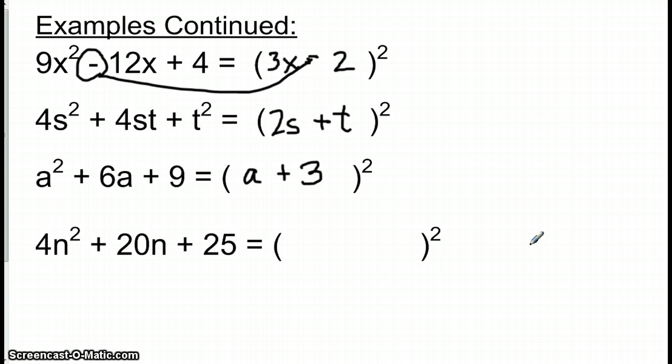The square root of the first is 2n. We have a plus 20n, so we're going to have a plus in between these two terms. And the square root of the second is 5. So it should be 2n plus 5 squared.